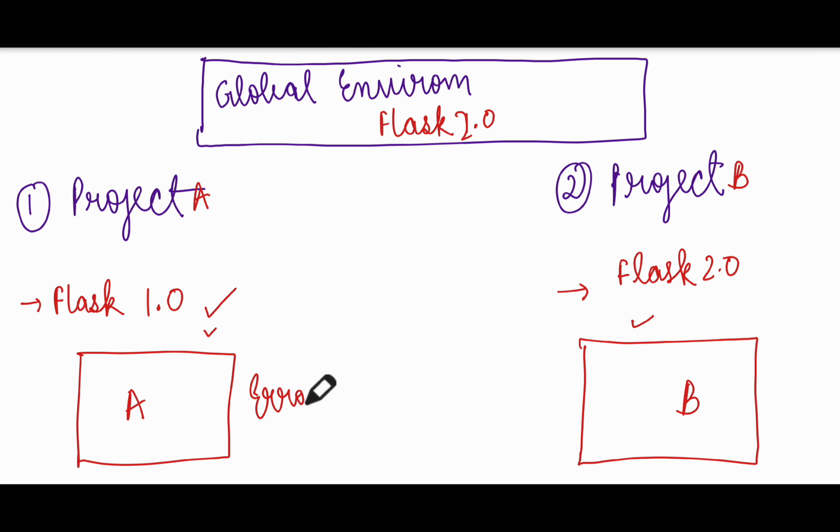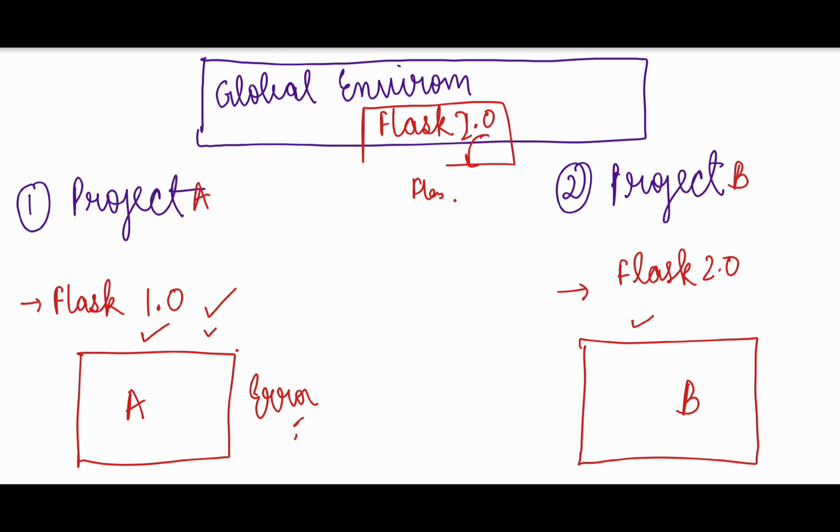Why will it throw an error? Because this was supposed to work with Flask 1.0, not with Flask 2.0. So you will have to downgrade to Flask 1.0. But when you downgrade to 1.0, you cannot run project B, correct? So with the same global environment, you cannot run both projects simultaneously on your system. That is the place where you need the concept of virtual environment.